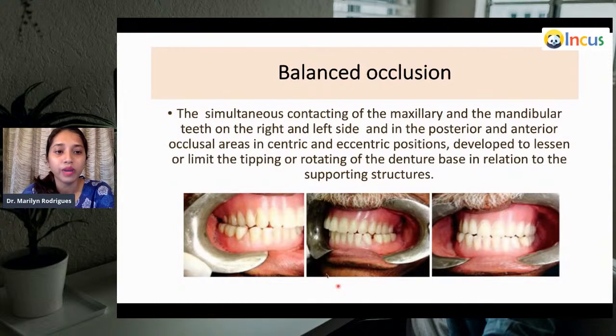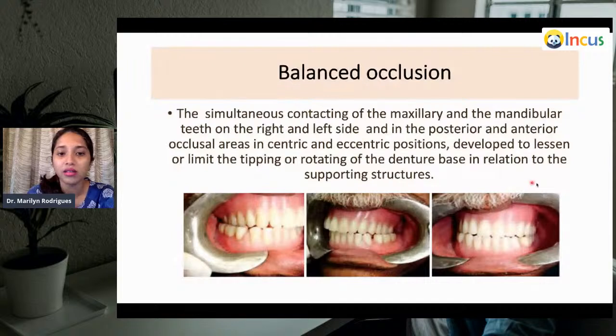Now, the definition of balanced occlusion is that it is the simultaneous contacting of the maxillary and the mandibular teeth on the right and the left side in the anterior and posterior occlusal areas in centric and eccentric positions, developed to lessen or limit the tipping or rotating of the denture base in relation to the supporting structures.